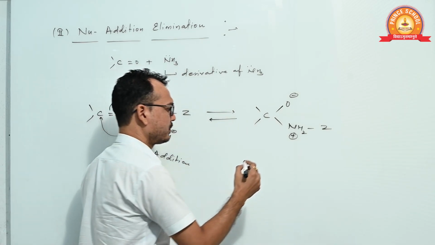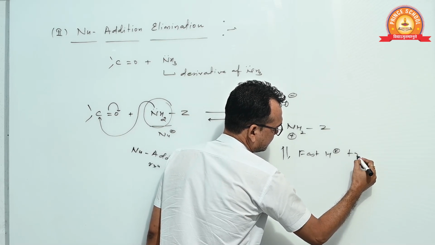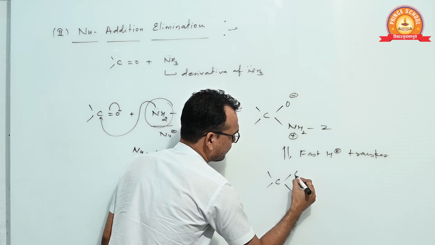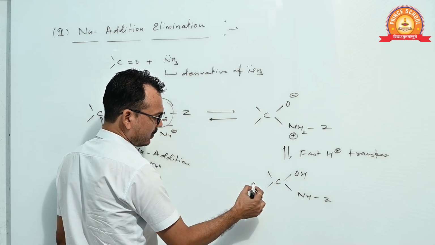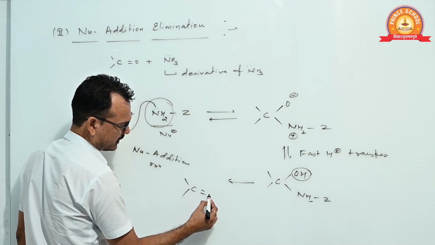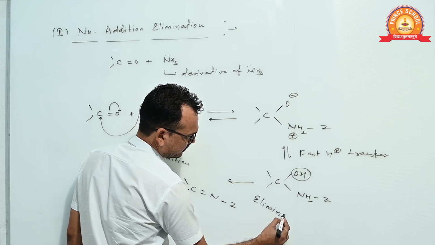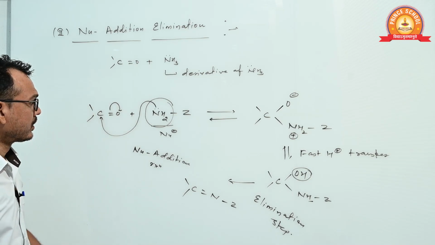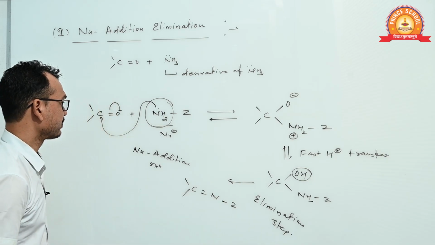After the fast H plus transfer, it converts into OH and NHZ. Clear? And on dehydration, the OH and H are lost and it finally converts into C double bond NZ. This is the elimination step. The total name of this mechanism is nucleophilic addition-elimination reaction.